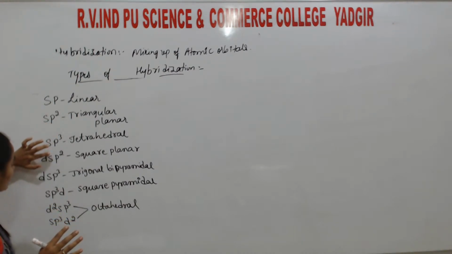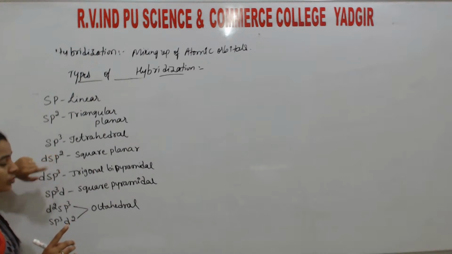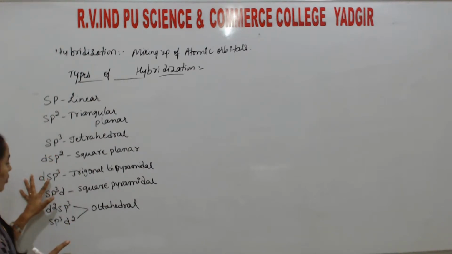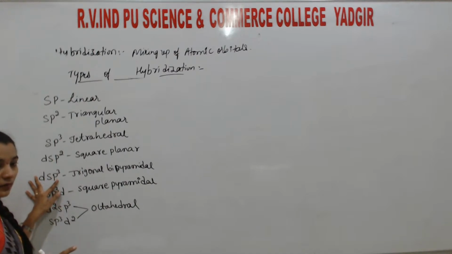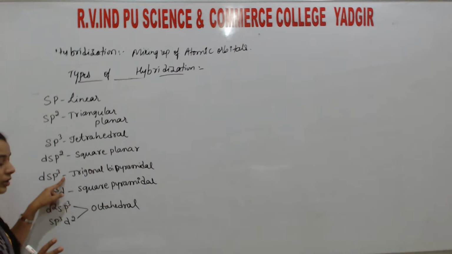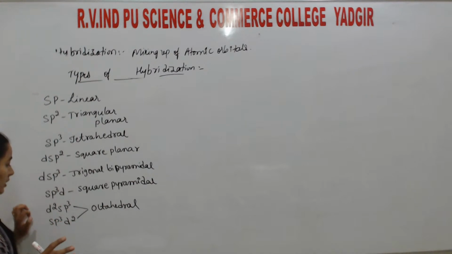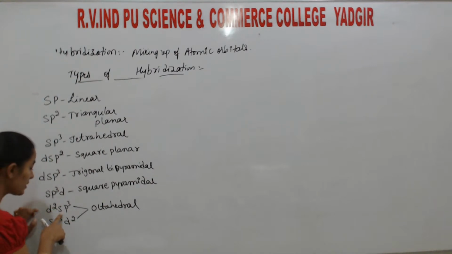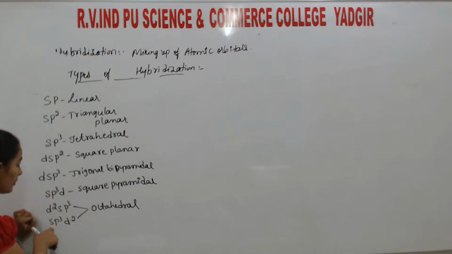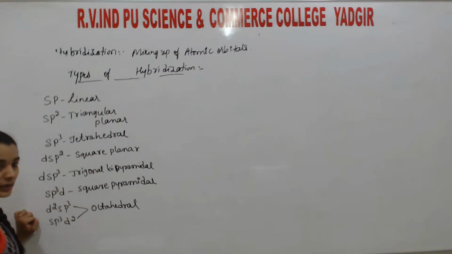One d orbital, one s orbital and two p orbitals mix up with each other to form 1 plus 1 plus 2, 4 dsp2 hybrid orbitals. Next, one d orbital, one s orbital and three p orbitals mix up to form 1 plus 1 plus 3, 5 dsp3 hybrid orbitals. Next, one s orbital, three p orbitals and one d orbital form 5 sp3d hybrid orbitals. Similarly, one s orbital, three p orbitals and two d orbitals mix up to form 6 hybrid orbitals, and these are the structures of those hybrid orbitals.